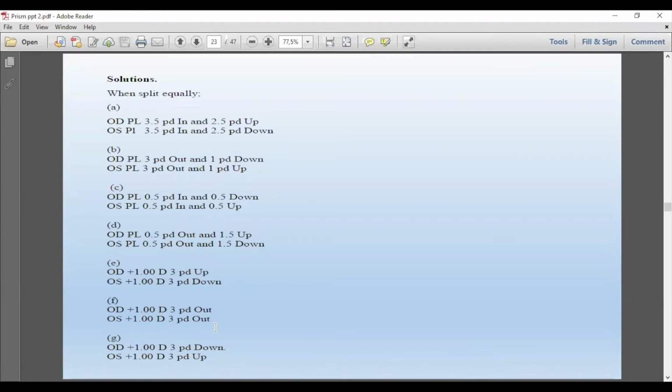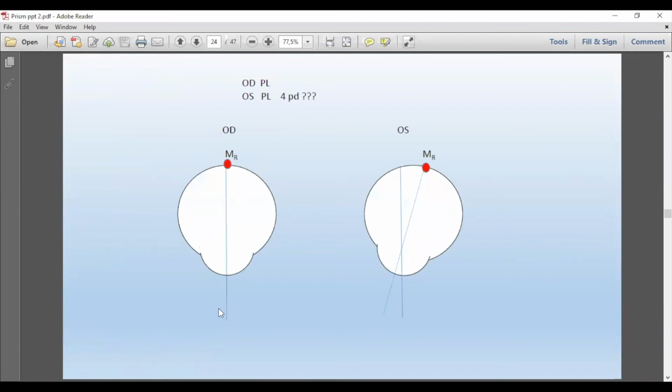So all we are doing over here is a little exercise as to how to split these things equally. Now, I've got some examples later on where we'll see how we can split normal prisms equally. So this is just a little exercise. It's maths. Arithmetic.